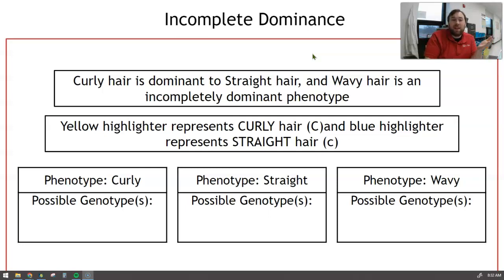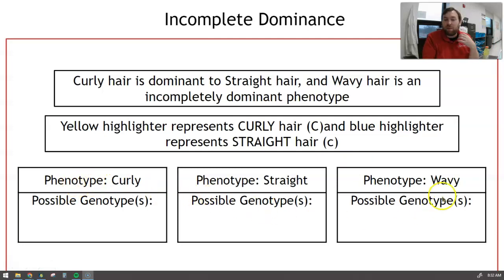And so we might say that curly hair is incompletely dominant to straight hair, and that wavy hair is that incompletely dominant phenotype, meaning that the middle between curly and straight is wavy. That would be the phenotype in the middle between them. So we're going to use a yellow highlighter to represent curly hair, and this time we're going to use a blue highlighter that represents straight hair. Now that means that the black marker isn't coming into play here, and you'll see why in a second.